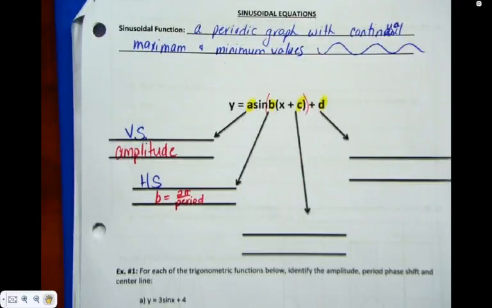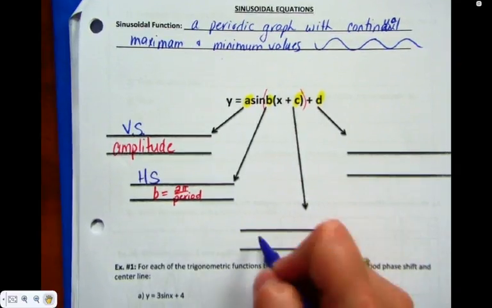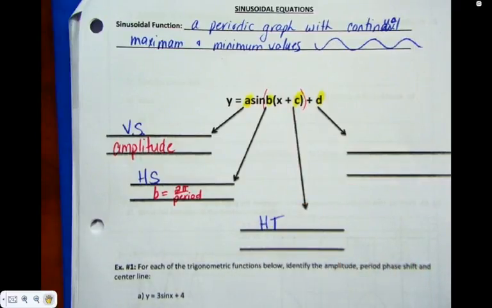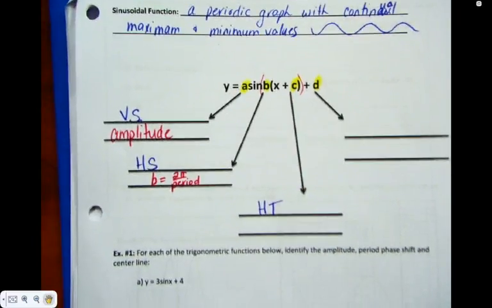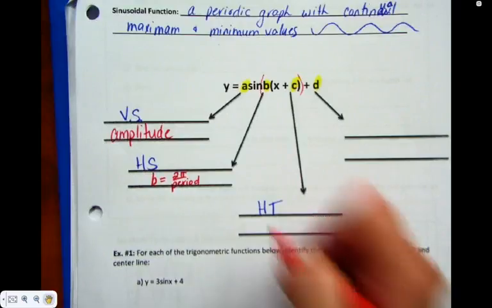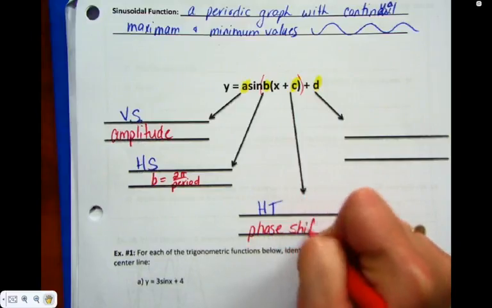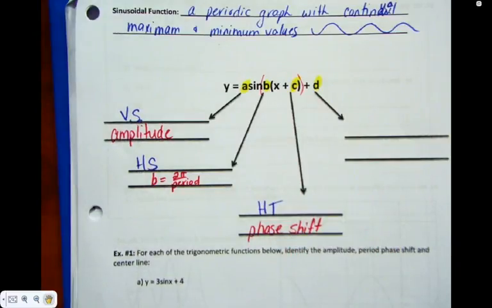What was C? So inside brackets, and this is addition or subtraction. Horizontal translation. Here's a fancy term. In terms of sinusoidal equations, it's called the phase shift. That's why we call it phases of the moon, because that's the shift along the time. When does it happen? Well, there's a certain date. When does the next happen? Another certain date. So it's just a horizontal translation.